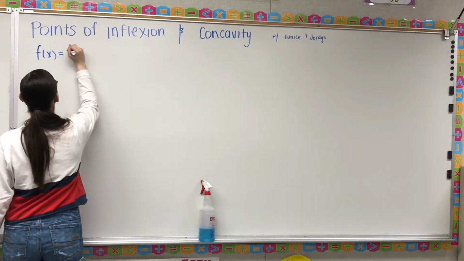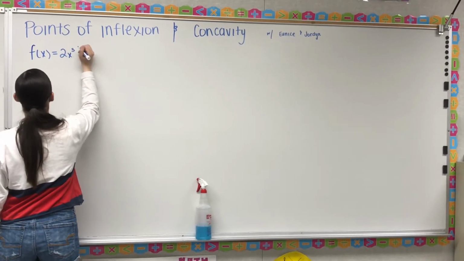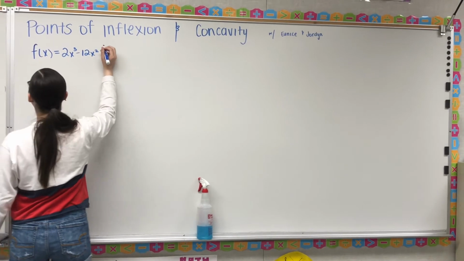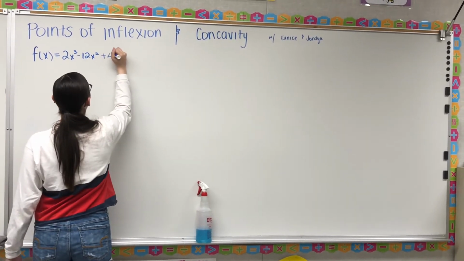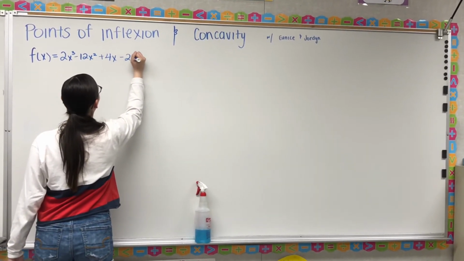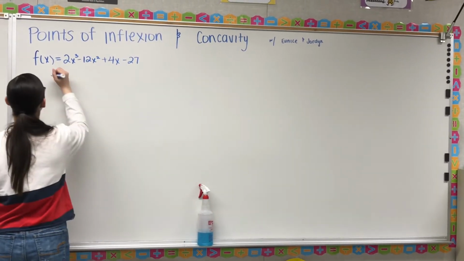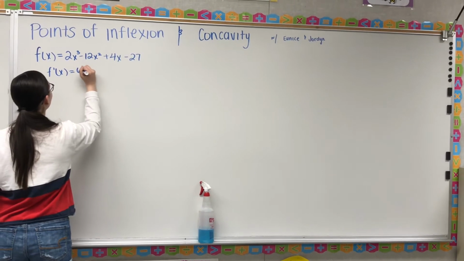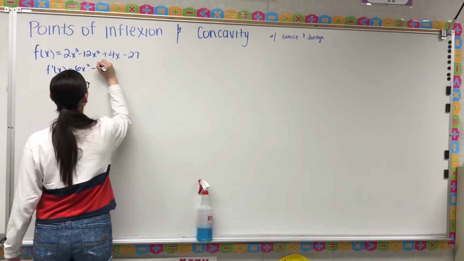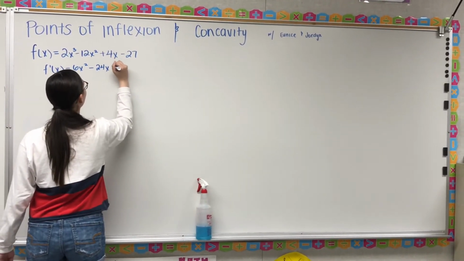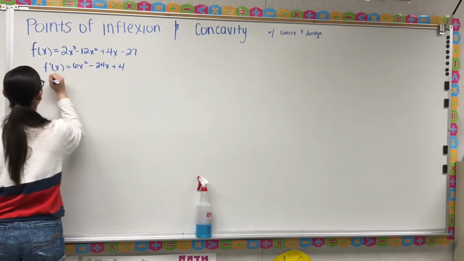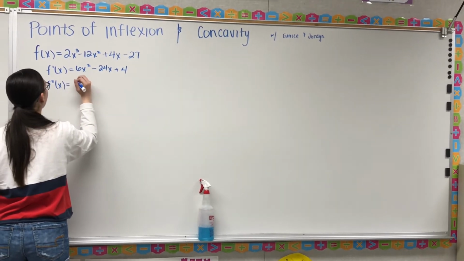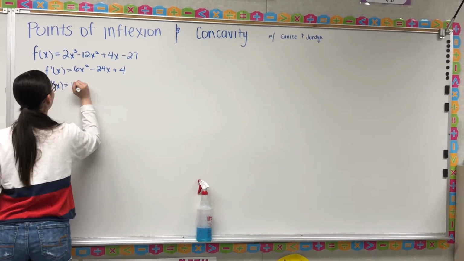So first we're going to start off with the equation f of x is equal to 2x cubed minus 12x plus 4x minus 27. So the first step in the process of finding the inflection point is finding the first derivative, which is 6x squared minus 24x plus 4. Then we're going to take the second derivative, which is going to be 12x minus 24.